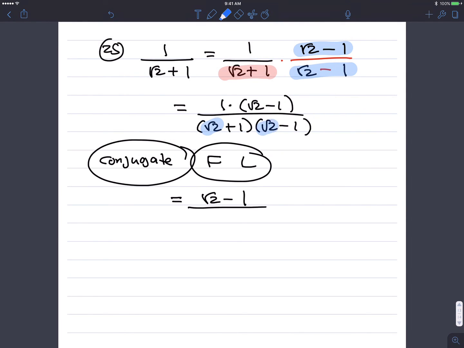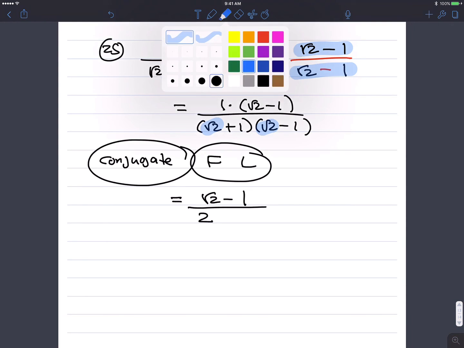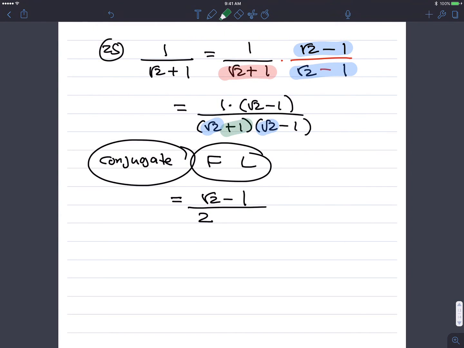Square root of 2 times square root of 2 is actually 2. And then positive 1 times negative 1 is negative 1. This is what happens when we multiply conjugates. You end up with the square root of 2 minus 1 over 2 minus 1, and 2 minus 1 is 1. Anything divided by 1 is itself. So the square root of 2 minus 1 divided by 1 is actually the square root of 2 minus 1. And you're done.